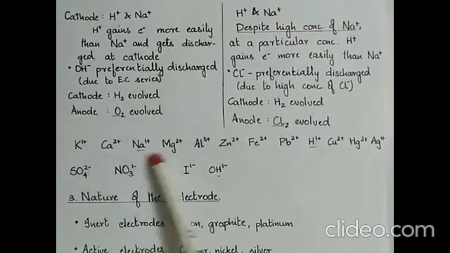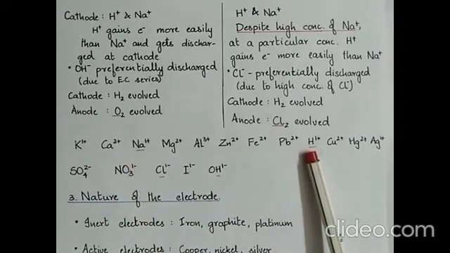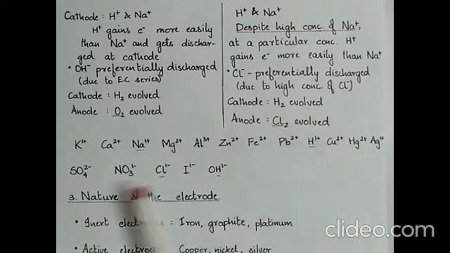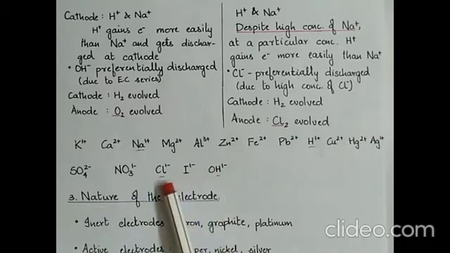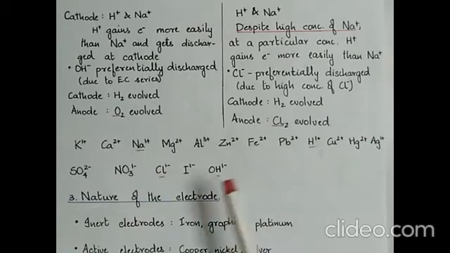So you can see in this series, Na is at the top of the series and H is down the series. So therefore, hydrogen is evolved at the cathode. Then we take the anions. You can see chlorine is above in the series and hydroxyl ion is down the series. So chlorine gets evolved at the anode.